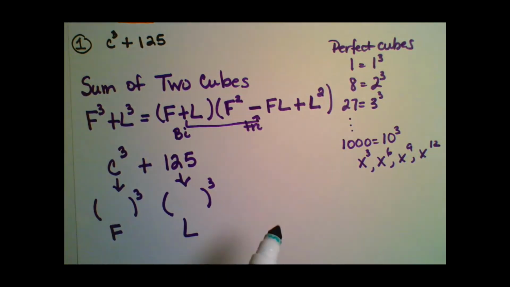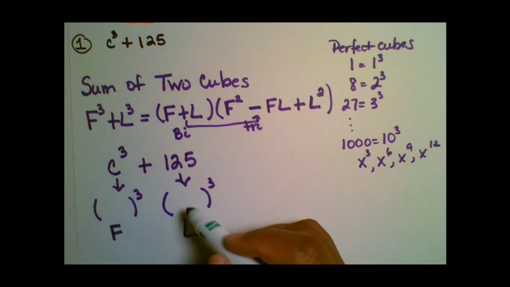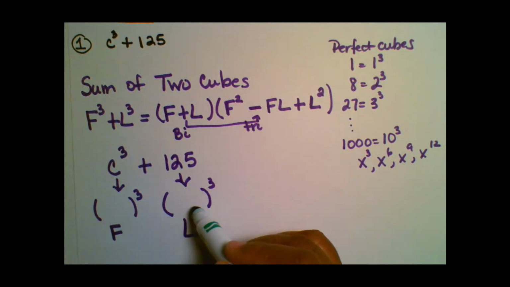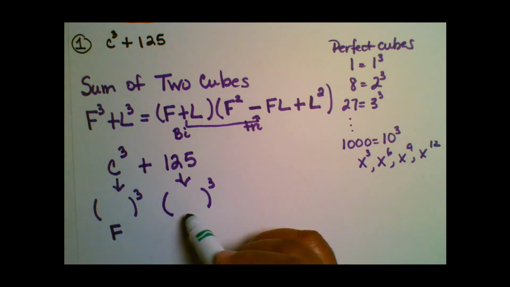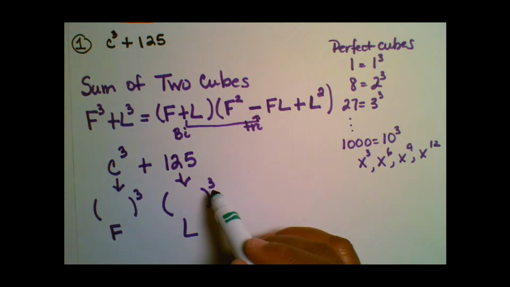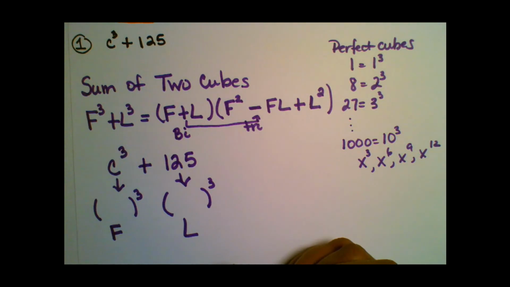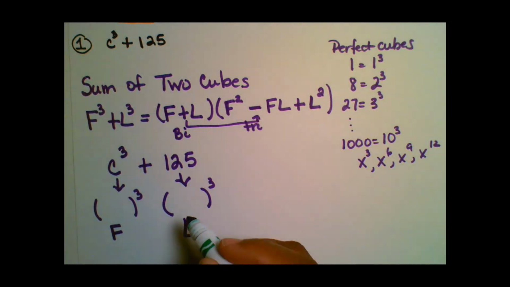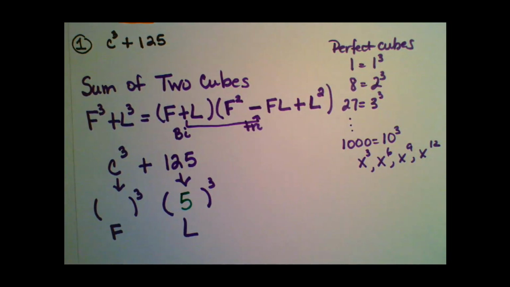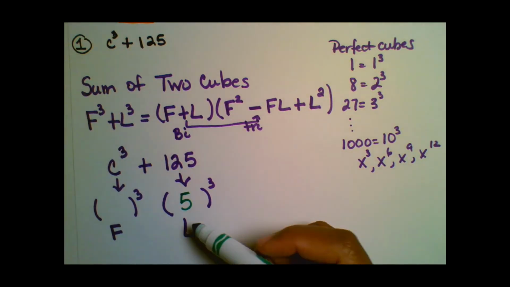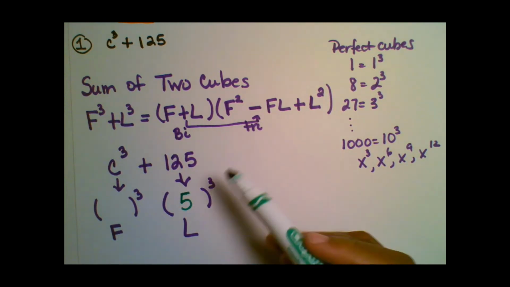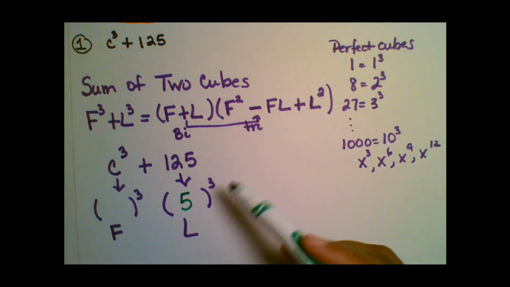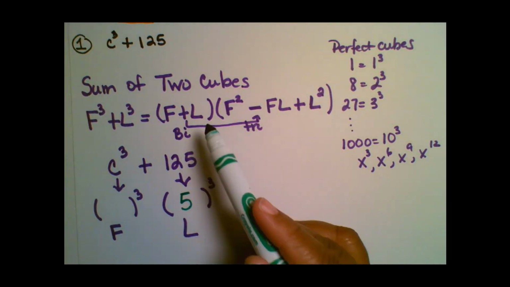So here we go. Let's start with 125 because that may be the easiest right now. What number could we put in the parentheses that when we cube it would give us 125? That will be a 5, because 5 times 5 times 5 is 125. So what we're doing here is using the pattern. Wherever we see the variable L, we're going to substitute 5 in for L.